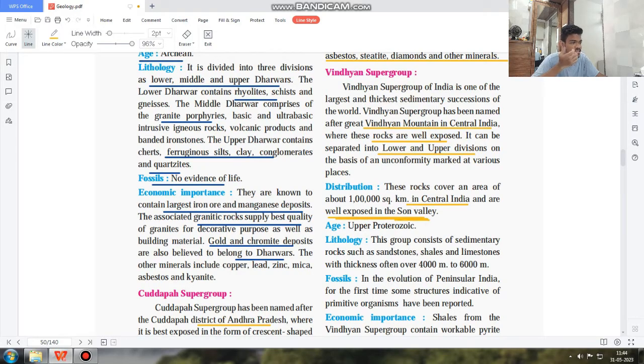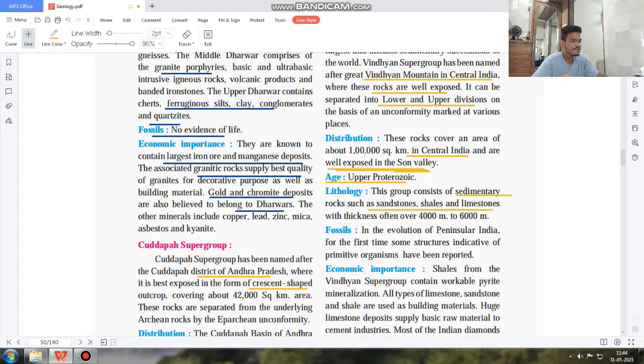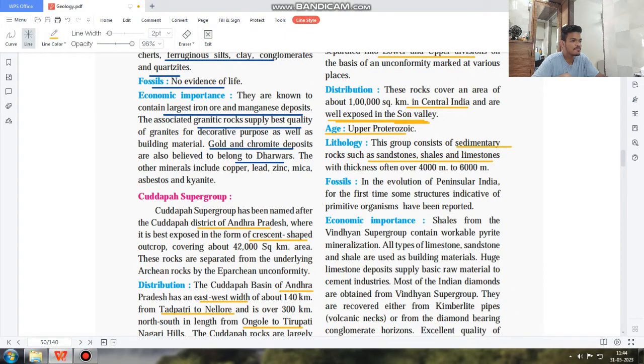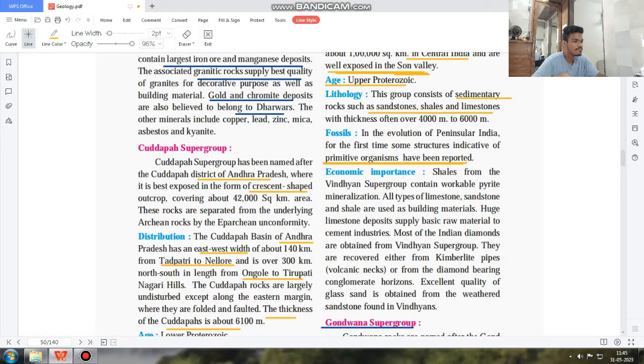Upper Proterozoic age. Lithology, again sedimentary: sandstone, shale, limestone. Fossils: what has been reported here? Primitive organisms have been reported here. Yes, this is important, primitive organisms. Economic importance: these are used for building stones. All sedimentary rocks are used for building stones.